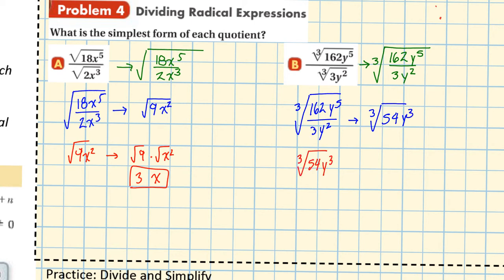Once we simplify the radicand, the numbers inside the radical, we need to separate the constants from the variables. That means that I'm going to write the cube root of 54 times the cube root of y cubed. Now, the cube root of y cubed should be easy to simplify. It's simply y. However, in order to simplify the cube root of 54, we have to go back and create a factor tree so we can find the prime factors and simplify it that way.